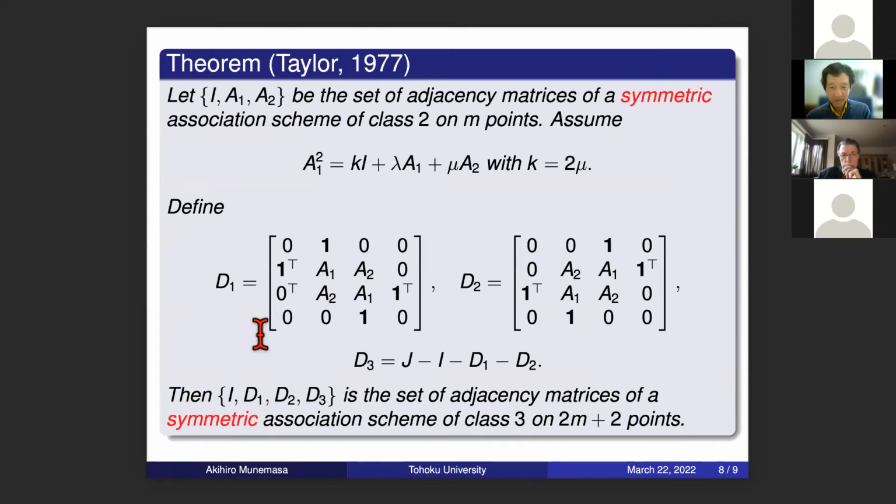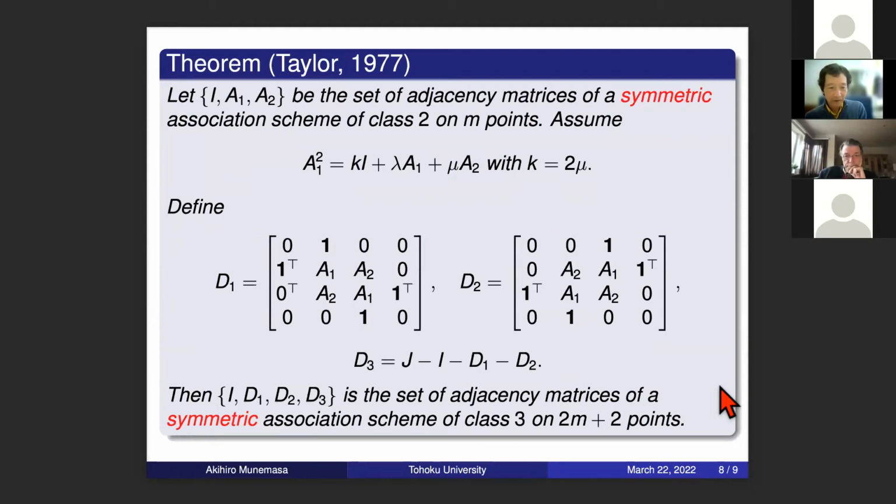So D2 is not the transpose of D1, so D2 had to be defined separately, and D3 is automatically determined to be J minus I minus D1 minus D2, and it turns out that D3 is a permutation matrix. So the collection of these 4 matrices is the set of adjacency matrices of a symmetric association scheme of class 3 on 2m plus 2 points.